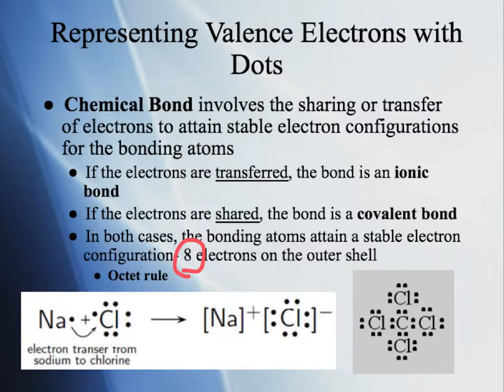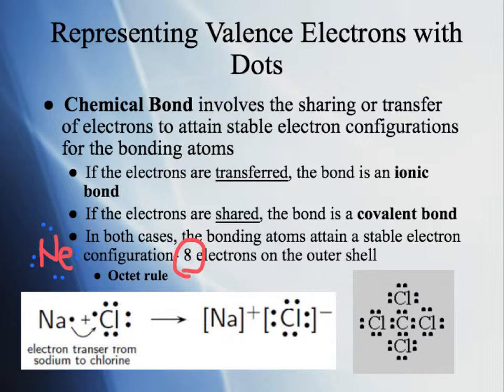That's why I was saying in our previous slide with neon, we had 8 dots, 2 on each side. We can see that all 4 sides are filled with 2 dots each. That shows us our stable electron configuration of 8 dots, or 8 electrons, in the outer shell. That fact is what we call the octet rule, where a stable configuration is 8 dots on the outer shell.